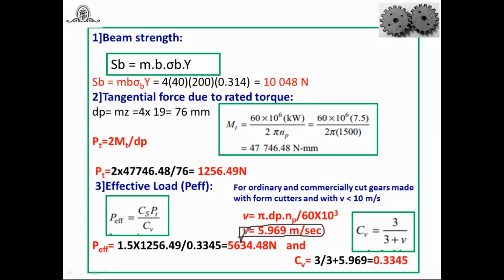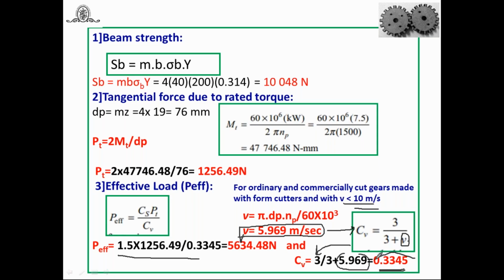5.969 meters per second. That means it's less than 10 meters per second. So what is the relation? CV is equal to 3 upon 3 plus V, where you have to put V, meaning this 5.96. I have substituted this value here. Look at this. CV is equal to 3 upon 3 plus 5.96. You will get CV is equal to 0.3345.